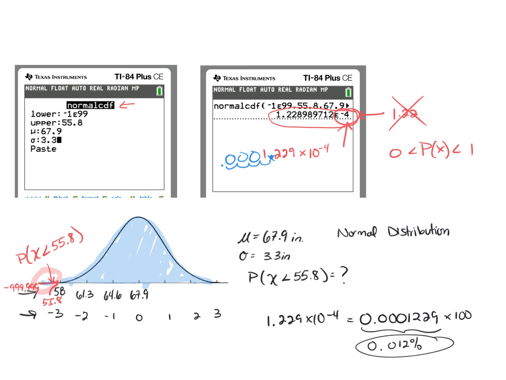And we expect it to be very small because take a look at this whole region right here, it is a very tiny sliver of the entire distribution. So the probability that someone is going to be less than 55.8 inches is going to be a very small probability. In fact, that probability is approximately 0.012%.